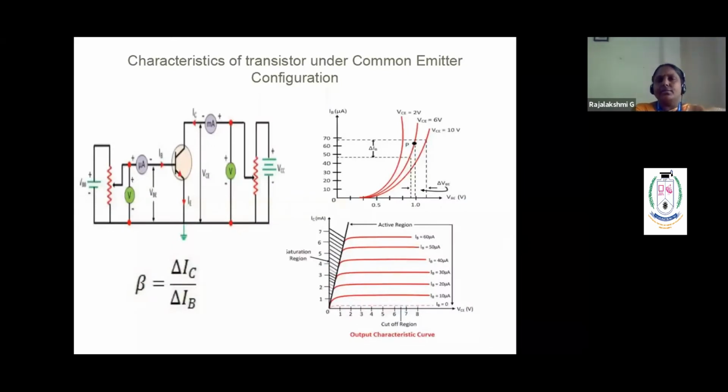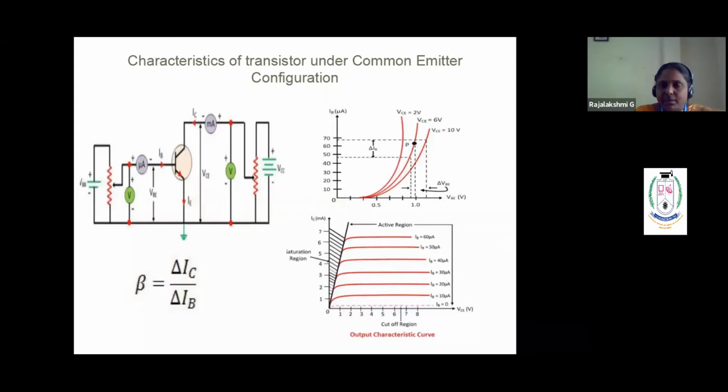Next is characteristics of the transistor under common emitter configuration. Same case here also. This diagram shows how we are going to study the VI characteristics of the transistor under common emitter configuration. What do you mean by common emitter? When you make the emitter common to both the input and output part of the circuit. Here emitter and base is the input part, that is VBE is forward biased, and VCE is under reverse bias condition.